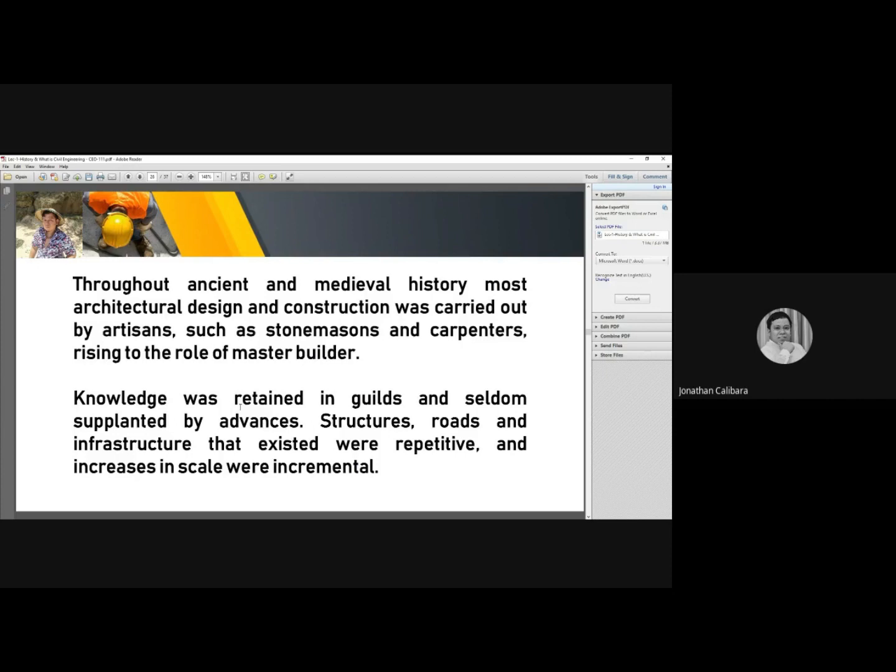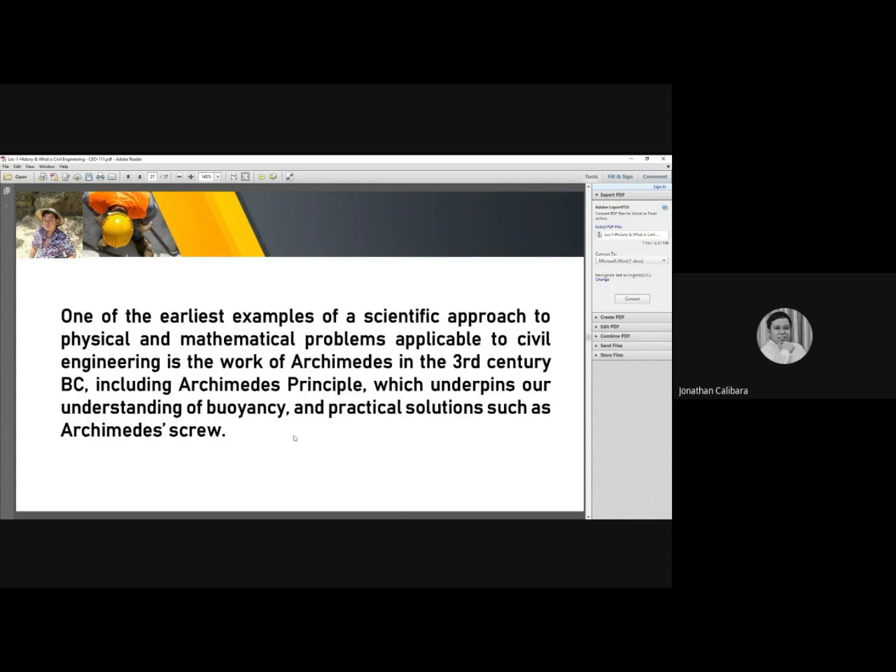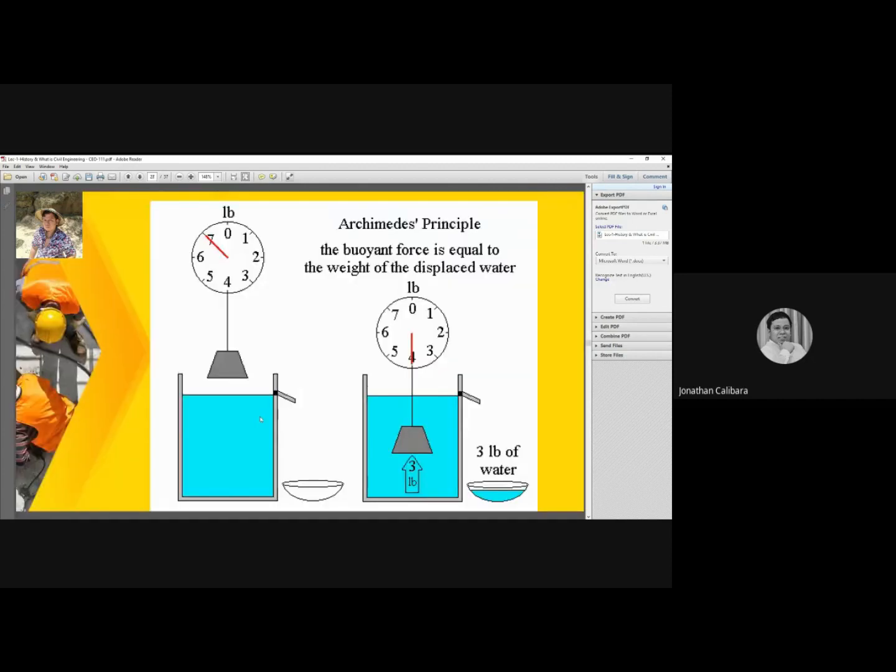Knowledge was retained in guilds and some of them supplemented advances. Also, structures, roads, and infrastructure that existed were repetitive and increases in scale were incremental. One of the earliest examples of a scientific approach to physical and mathematical problems applicable to civil engineering is the work of Archimedes. Do you remember Archimedes' Principle? This is about understanding buoyancy and practical solutions such as Archimedes' screw.